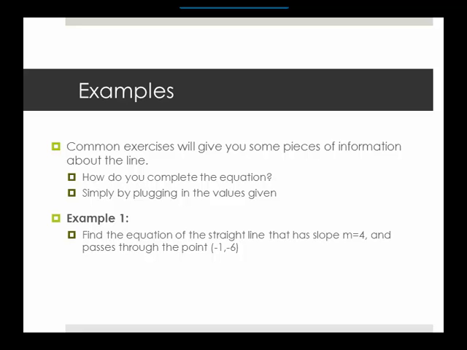Let us look at the first example. Find the equation of the straight line that has a slope of m equal to 4 and passes through the point (-1, -6). Before we move on, we must understand that when 2 points are given in this way, the first number is always the x value, and the second number is always the y value. So in this case, we have x equal to -1 and y equal to -6. Please spend a few seconds trying to solve this equation.